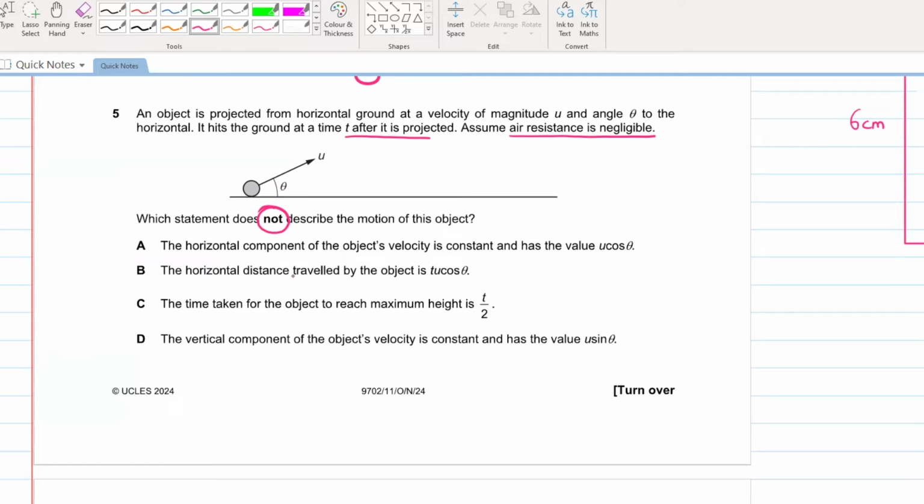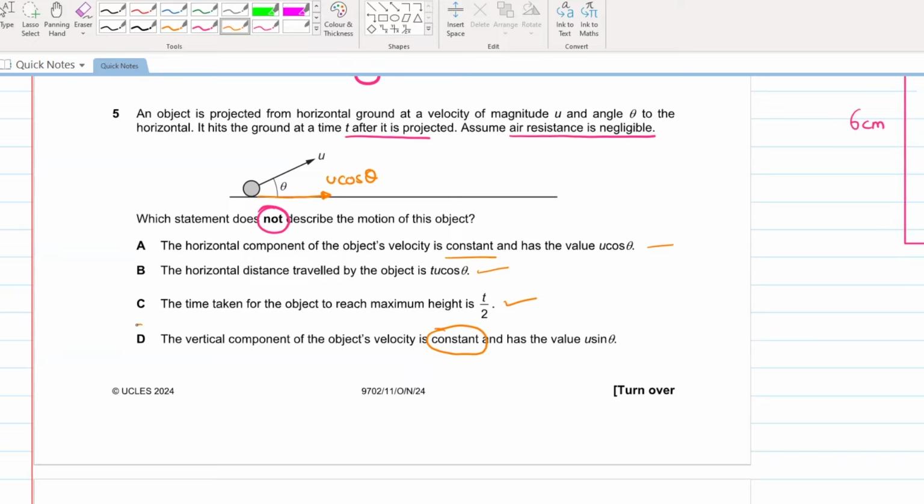The horizontal component of the object's velocity is constant and has a value of this. Yeah, that's correct. What is the horizontal component in projectile motion? U cosine theta, and this horizontal component remains constant as well. So this statement is correct, this cannot be your answer. The horizontal distance traveled is this. That's also correct. The time taken for the object to reach the maximum height is this. That's also correct. The vertical component of the object's velocity is constant, which is not true.